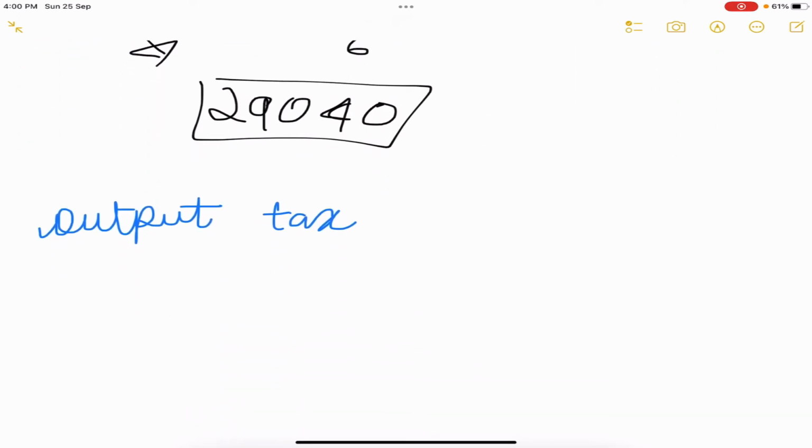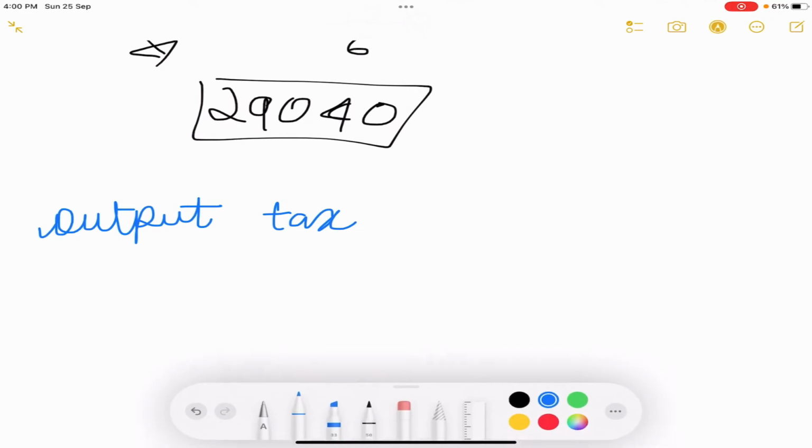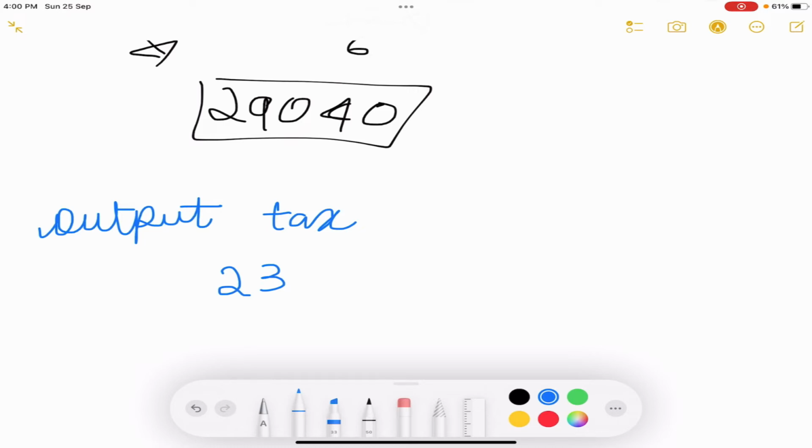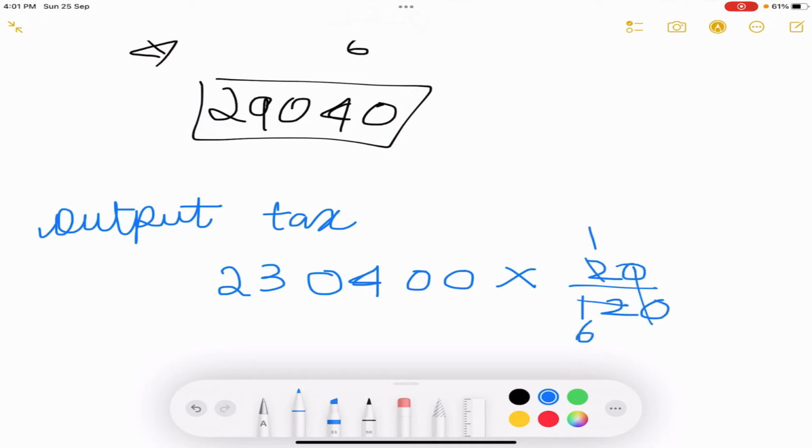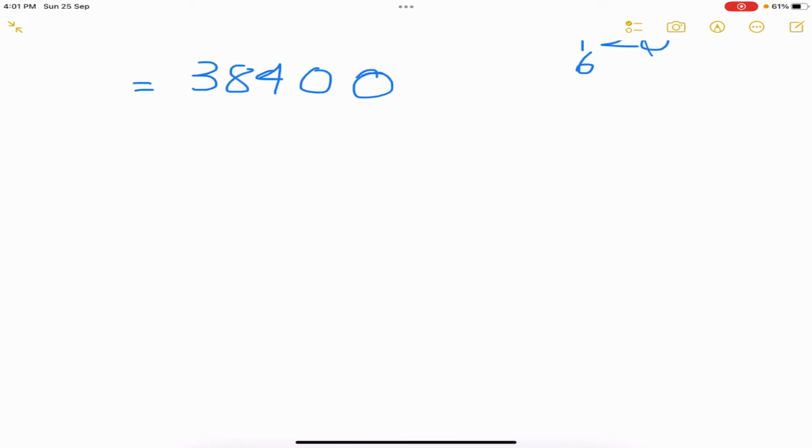So it is also including the sales tax. So it is also inclusive. So you know how you calculate the inclusive now. So we have 230400 into the rate, which is 20 upon 120, which is this again. So we will be multiplying 230,400 divided by 6, which gives us nothing but 38400.